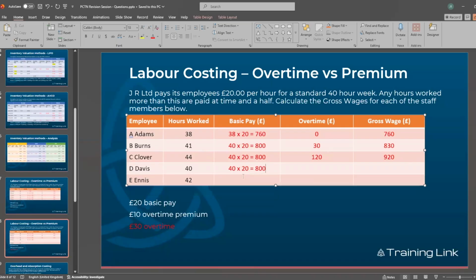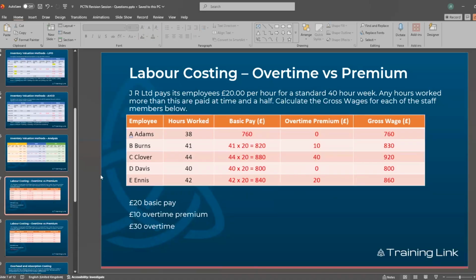Exactly the same again there. We're using the 40 hours. There's no overtime, so nothing to do there. So that's 800. And then finally, same again, extra 2 hours that are the basic pay. This time the basic pay goes in this overtime column because we're using the £30. So that gives us £60 in there. 2 times 30. And then add those together, 860.